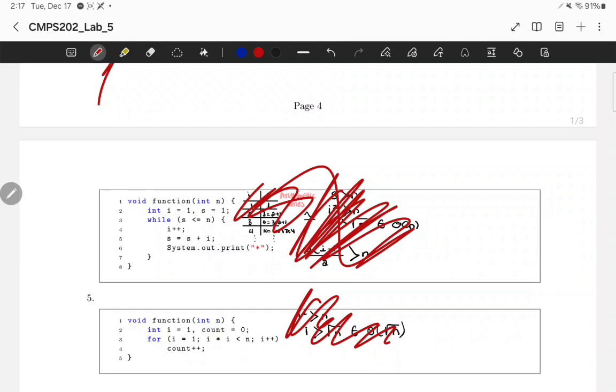and while s is less than or equal to n, we're going to do i++ and then s plus equal i. Okay, so this one's more complicated. So we have an integer n, and as long as s is less than n.